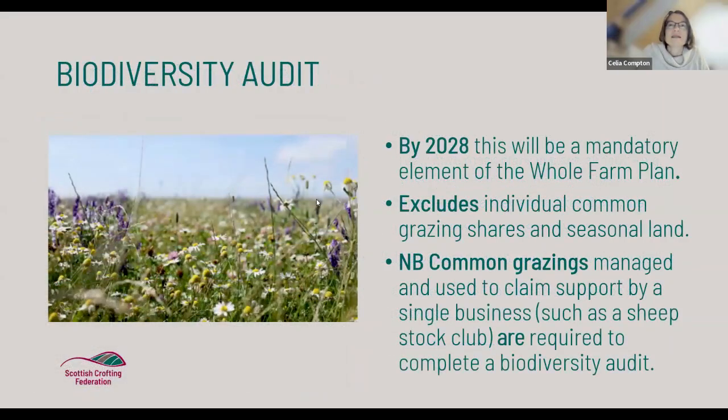By 2028, the biodiversity audit will be a mandatory element of your whole farm plan if you're claiming basic payment. The biodiversity audit excludes individual common grazing shares and seasonal land. If you, as a group, submit an application for basic payment as part of a sheep stock club for your common grazings, then the group is required to complete a biodiversity audit.